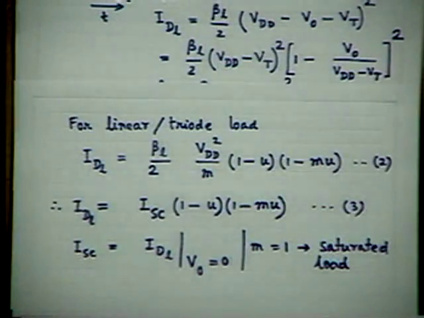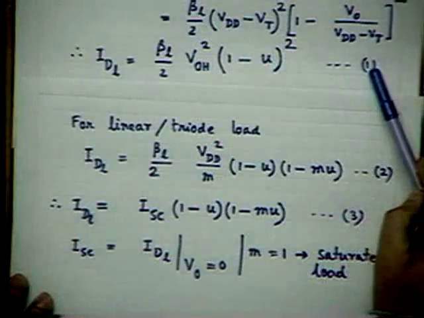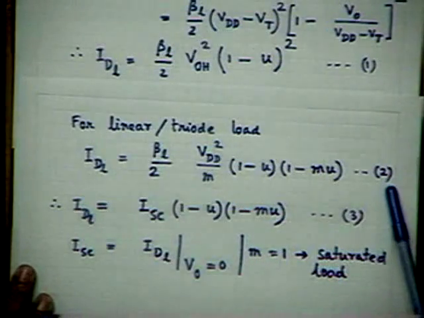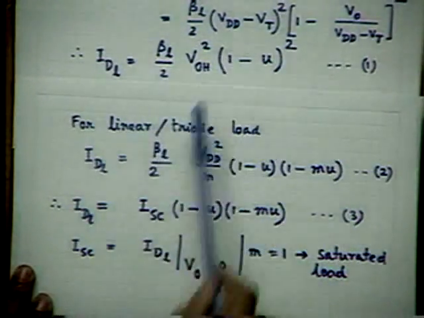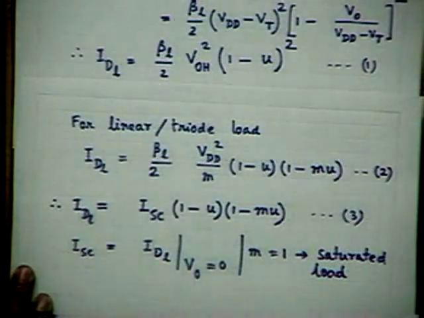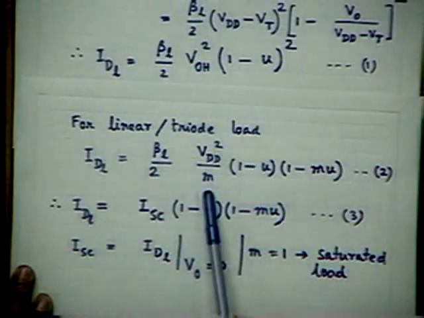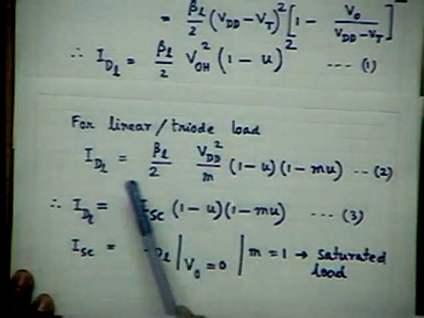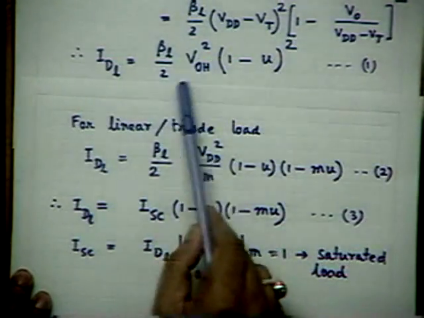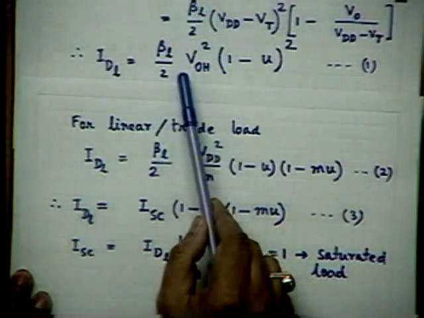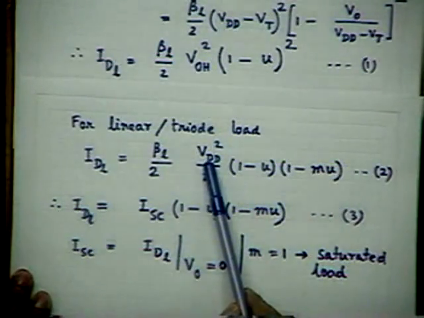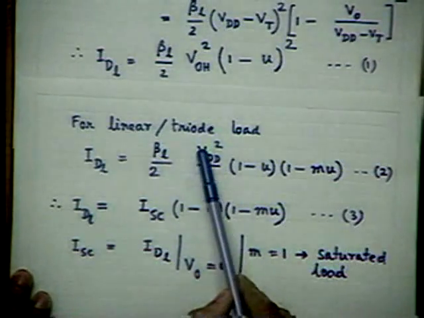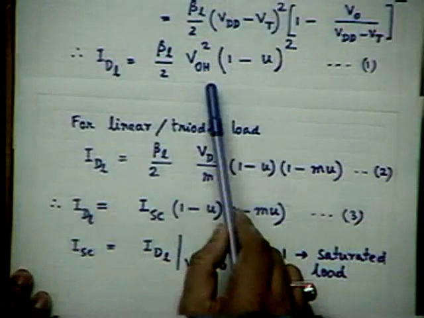You look carefully. This is equation 1 valid for saturated load, equation 2 valid for linear or triode load. I can represent both of them by this single equation 3, where this part, beta L by 2 into VOH square, or beta L by 2 into VDD square by M, is simply ISC. You just see that when M is equal to 1, this is the same thing, because in load saturation case, VOH is VDD minus VT. In triode case, it is simply equal to VDD. So this is again VOH. Effectively, VDD square means VOH square.